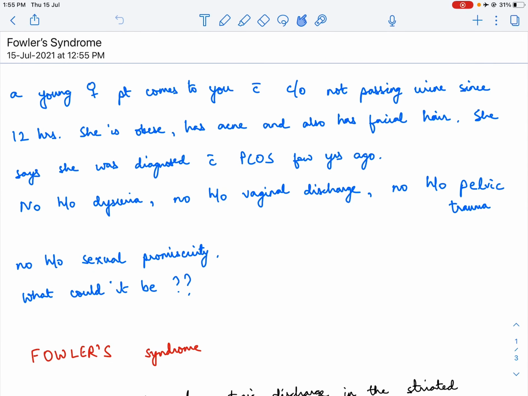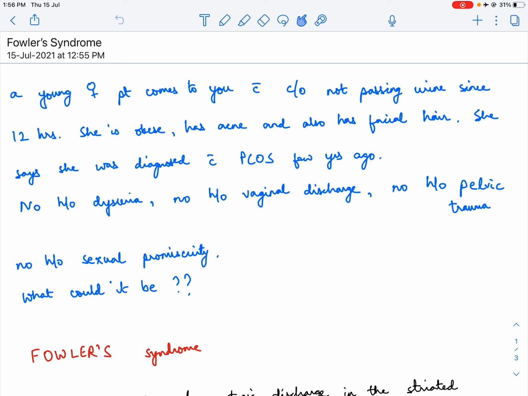In this video, we'll be looking at Fowler syndrome. Now, this is the patient profile. A young female patient comes to you with complaints of not passing urine since the past 10 or 12 hours. You notice that the patient is obese, she has acne, and she also has facial hair. She says she was diagnosed with polycystic ovary syndrome a few years ago.